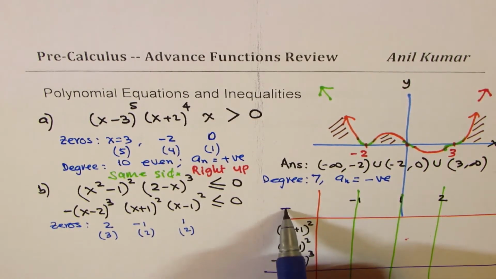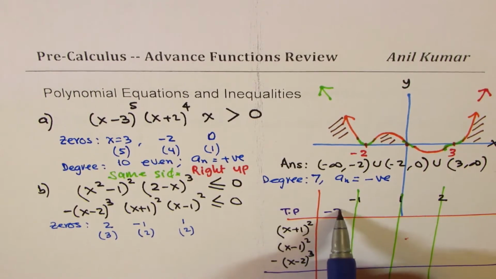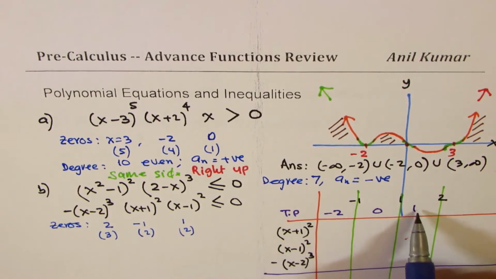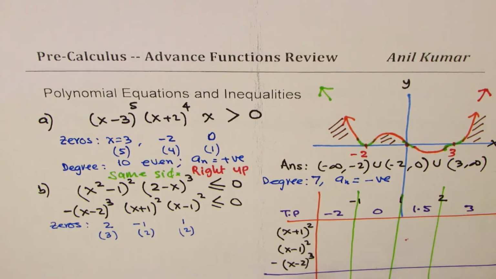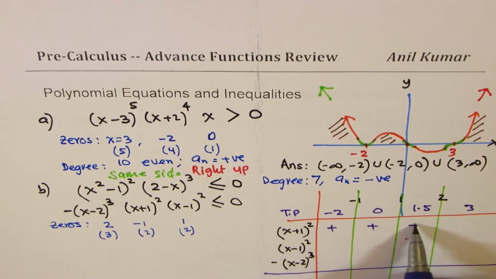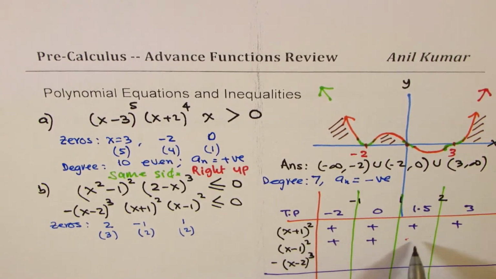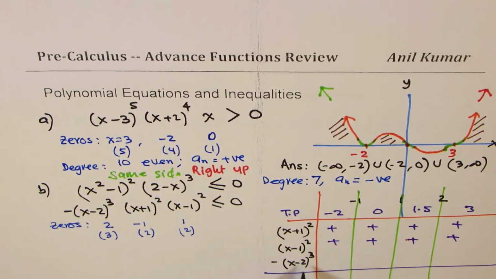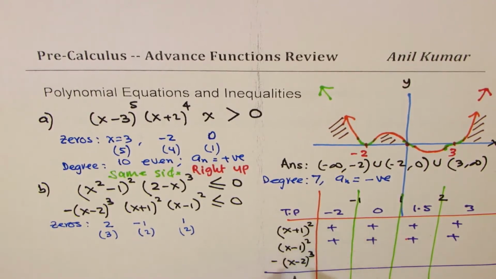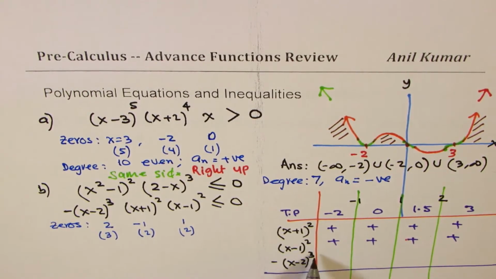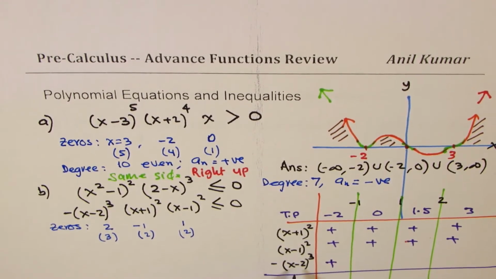Let's take test points in each interval. Let the test point be minus 2, here 0. We could take 1.5 and 3 as the other two test points. Now these things are squares. It's kind of simpler. So squares will always be positive, right? So you don't have to really bother about these. They will always be positive. Now that is the tricky one. Here we have negative outside. So if I put a negative 2 here, we have negative cube, which is negative, but that makes it positive. So this becomes positive. Do you get this idea?